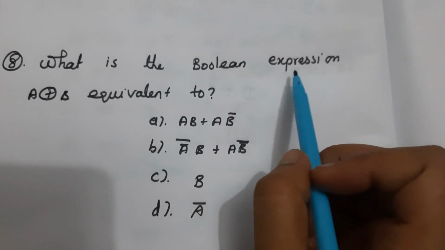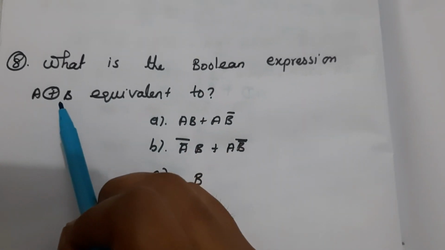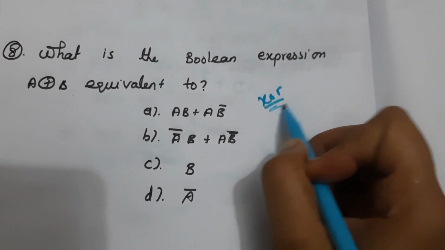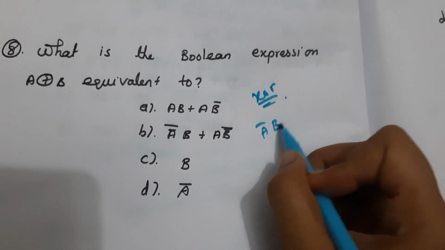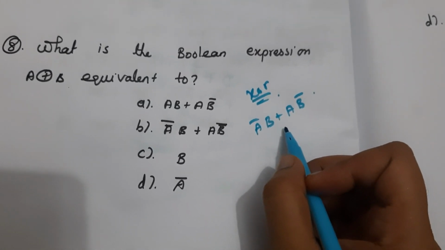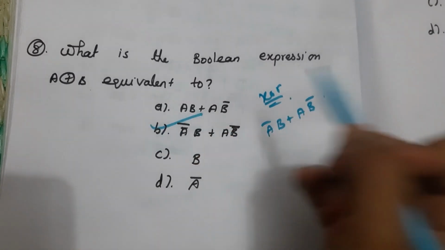Next question, what is the Boolean expression A XOR B equivalent to? And we know the XOR operation is equal to A'B + AB'. So this is the Boolean expression of the XOR gate. So here the answer is B.